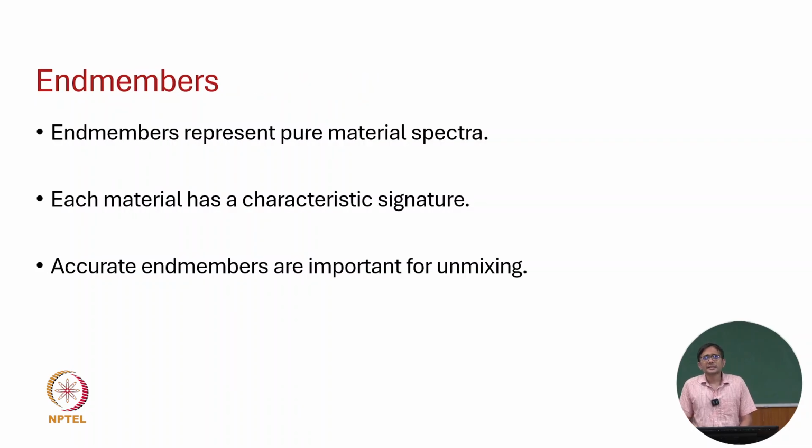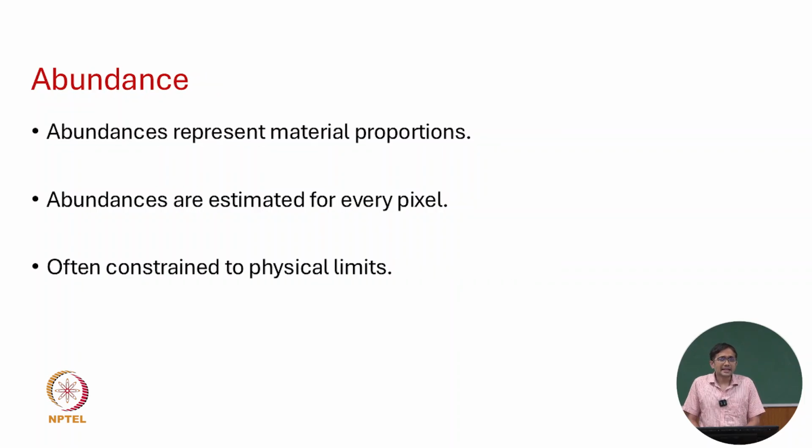So here comes the concept of endmembers. Endmembers generally represent pure material spectra. Each material generally has a characteristic signature, right? And accurate endmembers are important for unmixing. Abundance fractions are another relevant concept. Abundances represent the material proportion. Fractions basically indicate the contribution of each material.